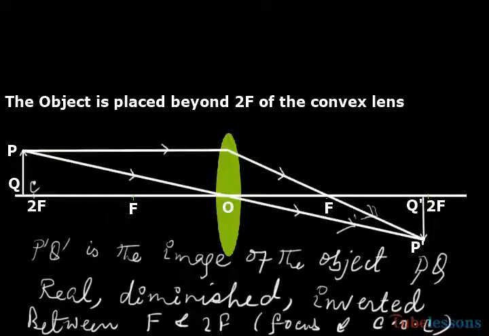So if the object is placed at a point beyond 2F, that is beyond center of curvature, then the image will be real, and real means inverted. It is diminished in size, and the position of image is between F and 2F, that is between focus and center of curvature. So if object distance is increased, then image distance will be decreased. Here we see.